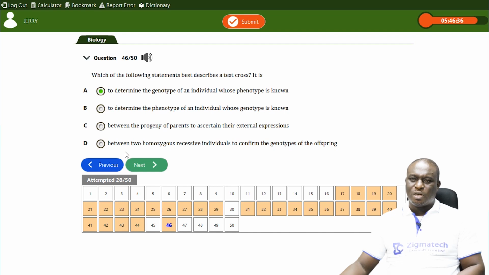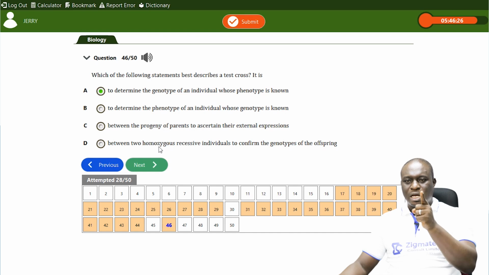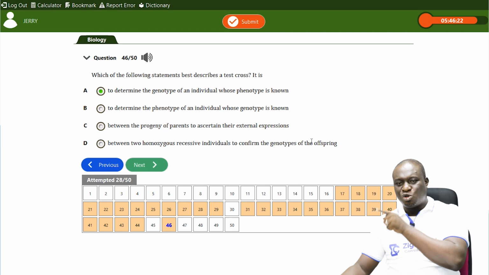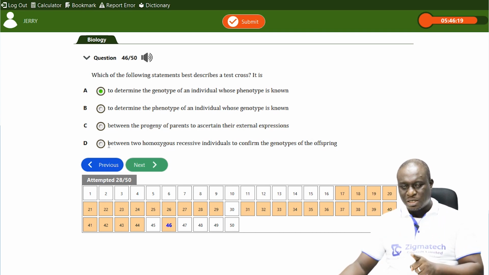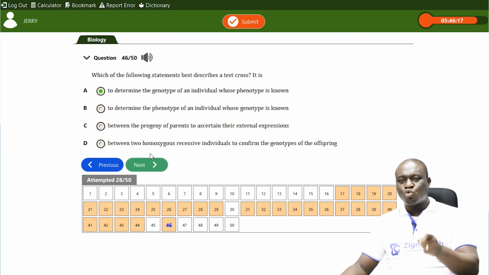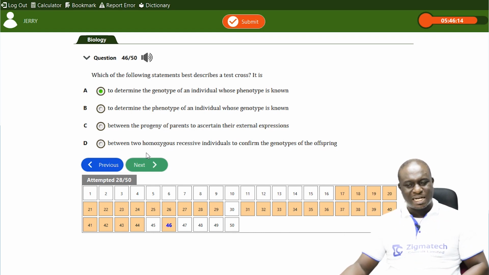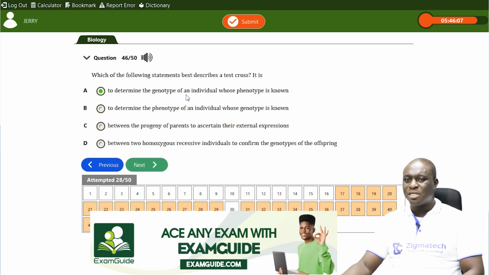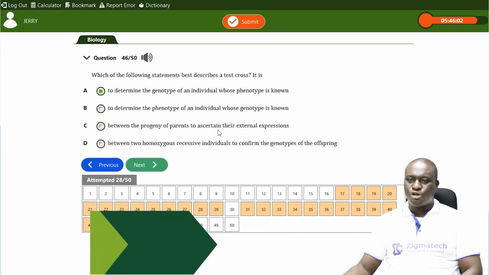Option A. Because if we say it is crossing the resulting offspring or progeny with a homozygous recessive individual to confirm the genotype, then option D is correct. But option D says between two homozygous recessive, and that is not correct. The correct answer to the question is to determine the genotype of an individual whose phenotype is not known.